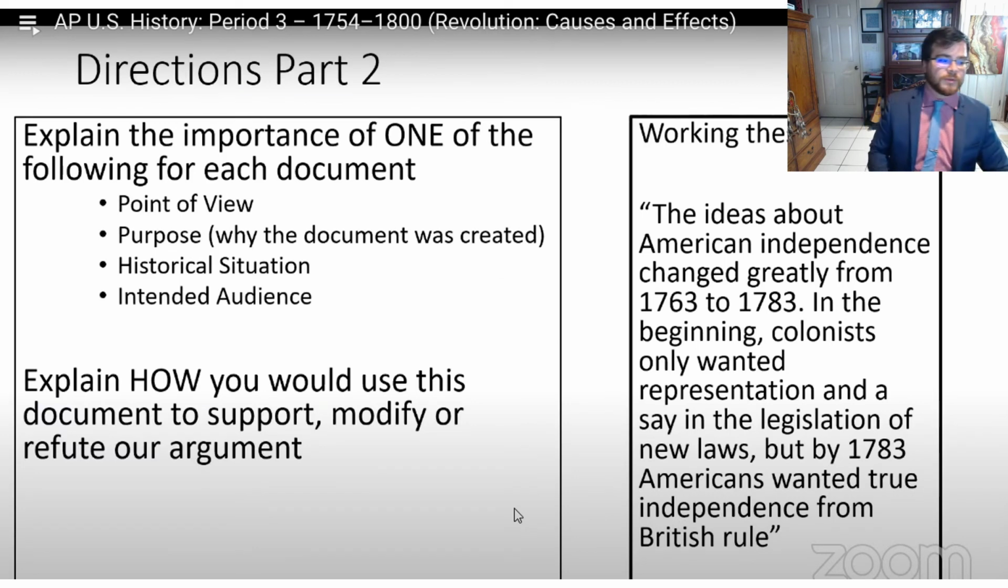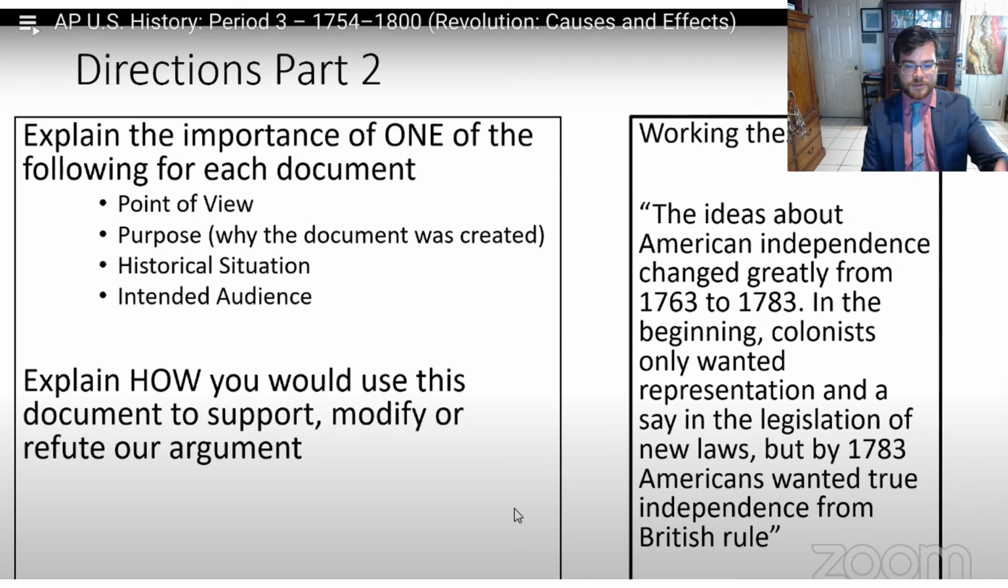Directions for part 2. Now let's make a thesis, guys. Here's a working thesis that we would have come up with. So how would we use HIPP to support our thesis, right? Because you have to use HIPP, and you have to describe the documents to get all those extra points for the documents in the rubric, because the new rubric is out of 10, not 7.